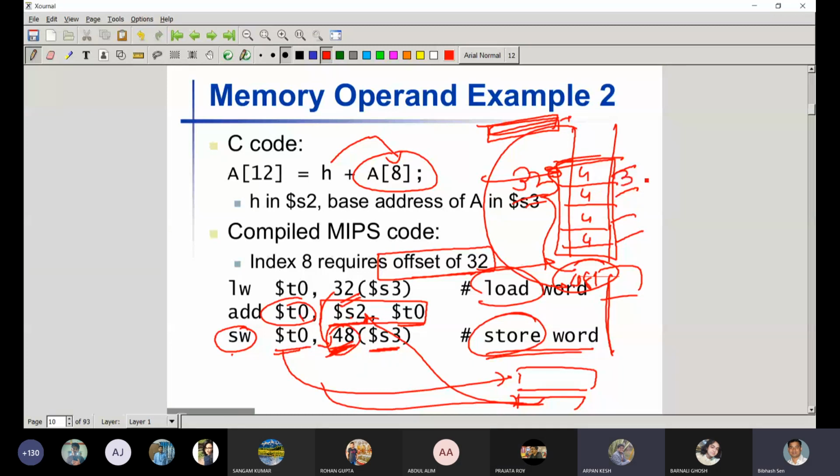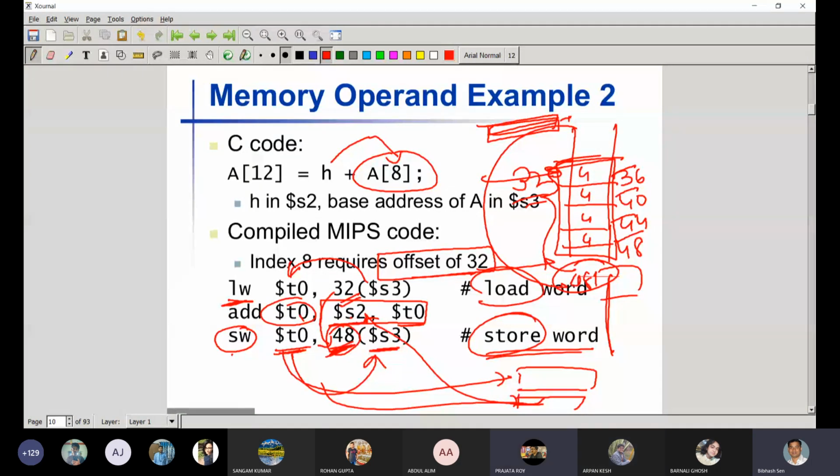Sir, I have a question. Yes. Sir, in the store word, instead of using $S0, why are we using $T0? Because we are storing that value into the memory. So we should have used a saved variable instead of a temporary variable. Now, how do the load and store commands work in this way?